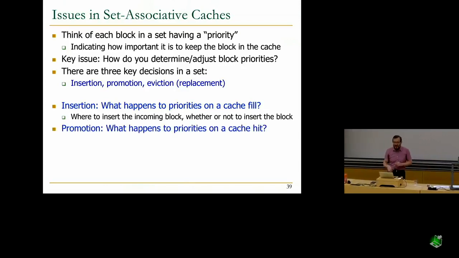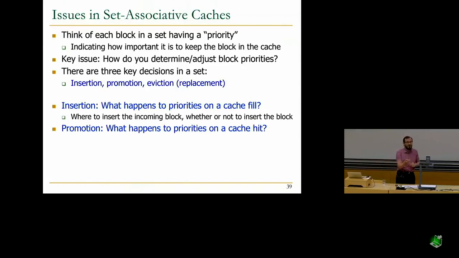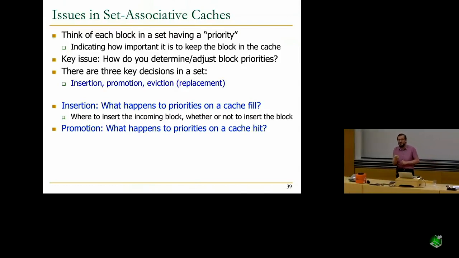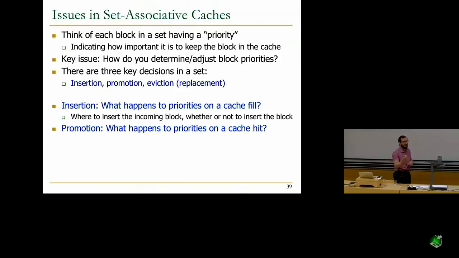Promotion means what happens to priorities on a cache hit. Let's say you access the cache and you hit on the block. How do you change the priorities? Because this gives you more information, right? This tells you, I just used this block. What should I do next? Is this an indication that I'm going to use the block again? Or is this an indication that I'm going to use some other block again? Again, it depends on the access patterns.